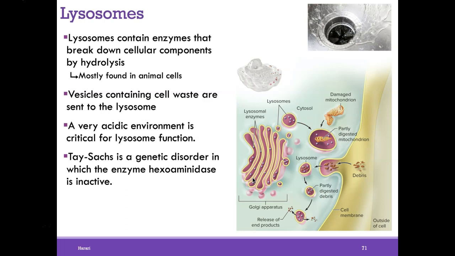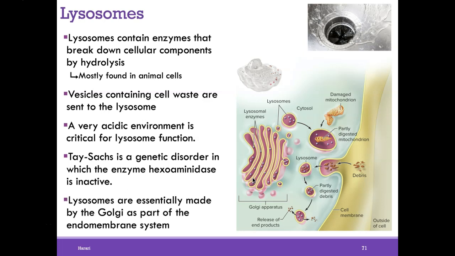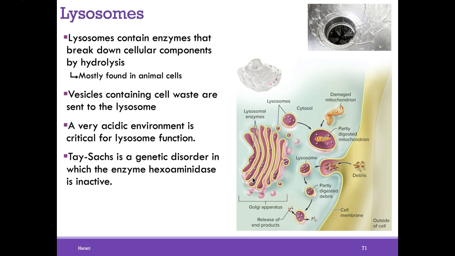If you don't have this enzyme to break down the waste, all the waste will accumulate and grow and grow and grow. And when that happens in neurons, it can cause very, very devastating consequences. So Tay-Sachs is a genetic disorder that does not have a very good prognosis because nerves can't function properly if they accumulate so much waste, and the lysosomes can't break that waste down.